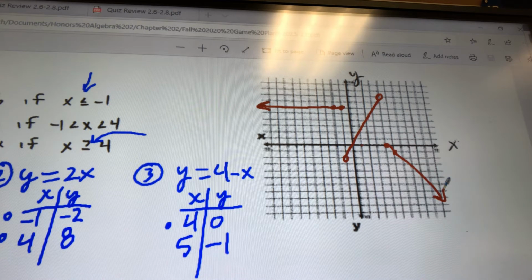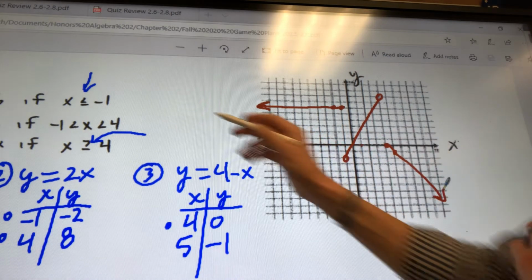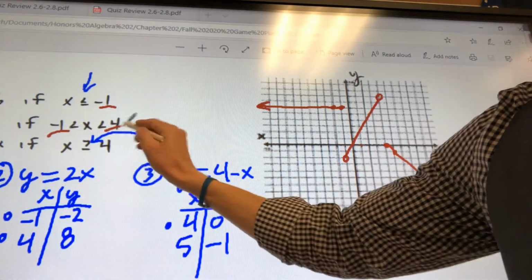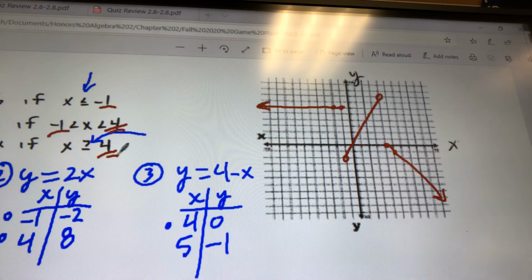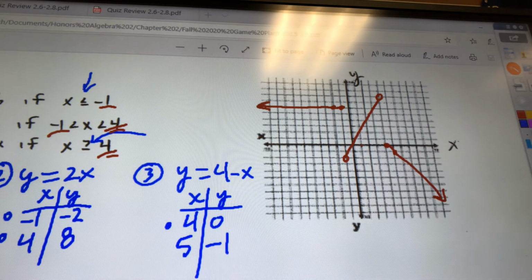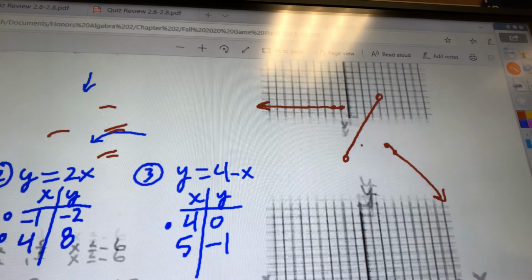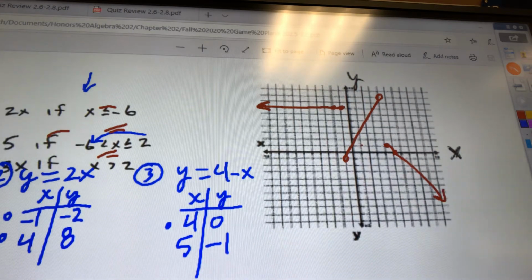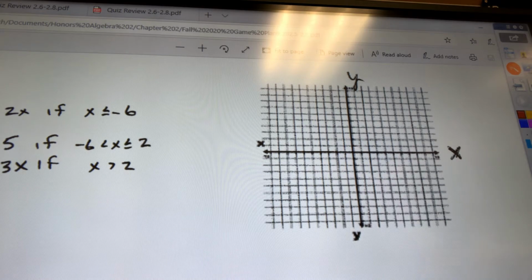Again, you only have to ask yourself, open or closed circle at these transition points of -1 and 4. Everything else has to be a closed circle. There's only going to be 2 open circles, maybe only 1 in these graphs. We might see one where it's only 1. All right, so let's do number 3 here.